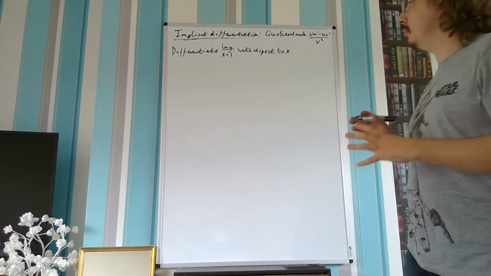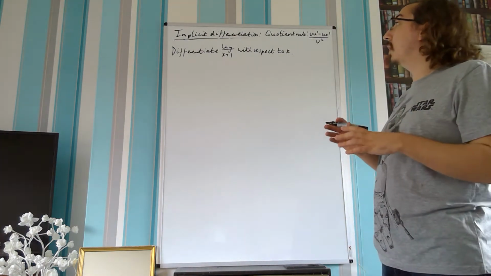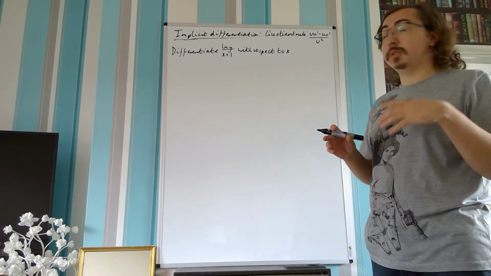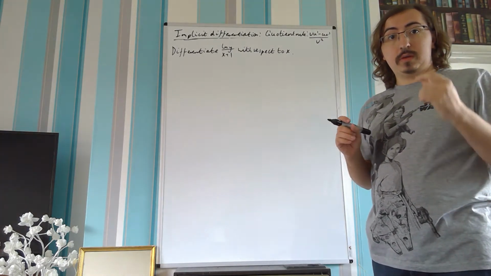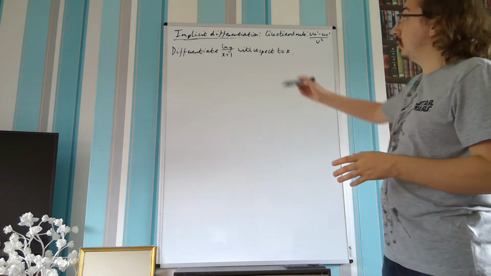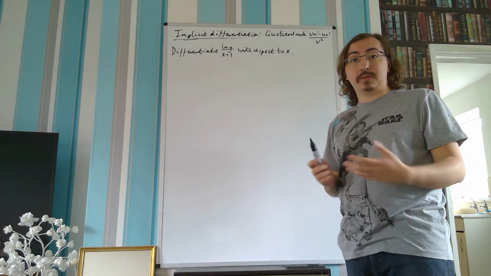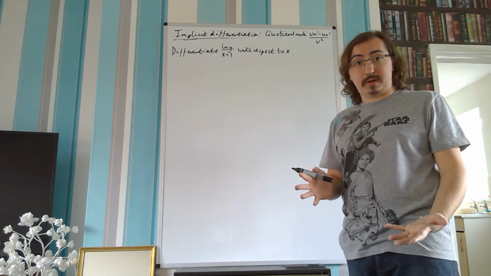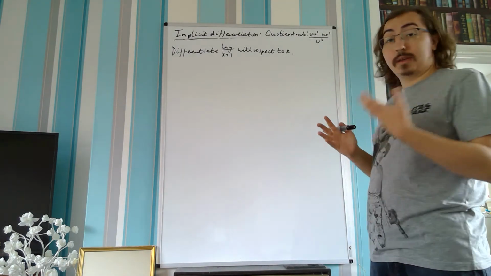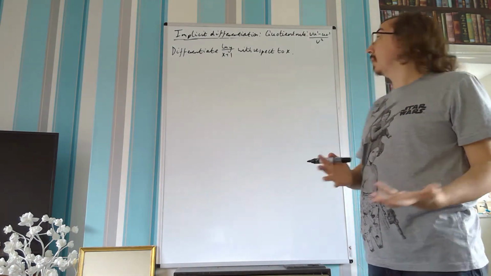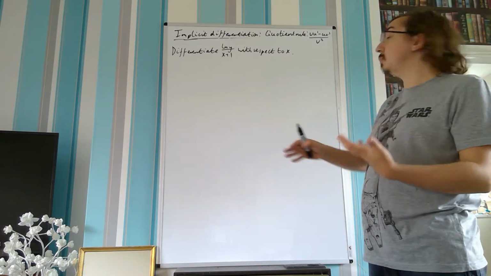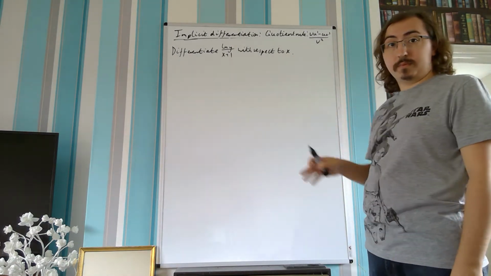So for this problem, we want to differentiate ln(y) over x plus 1 with respect to x. In order to do this, we need to recognise, first of all, we have the two variables again, x and y, so we're going to need to use implicit differentiation, but it looks like a fraction, and if it looks like a fraction, there's a rule that we can use, which is our quotient rule, okay?